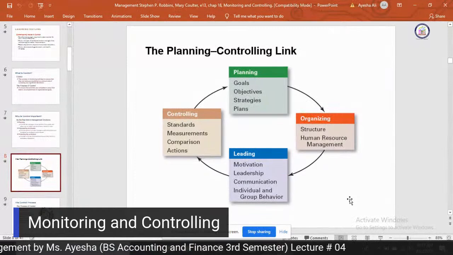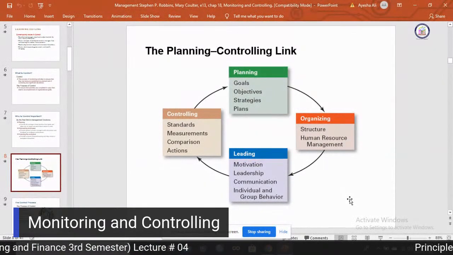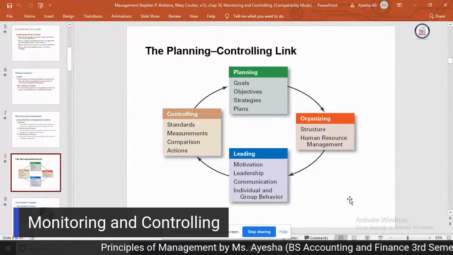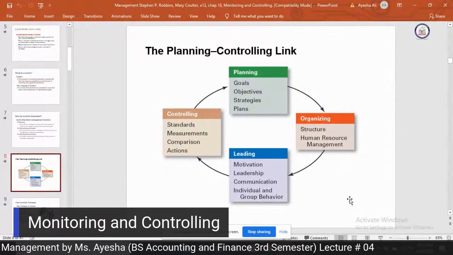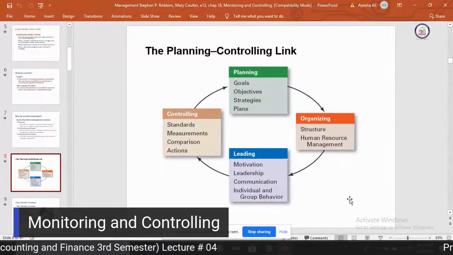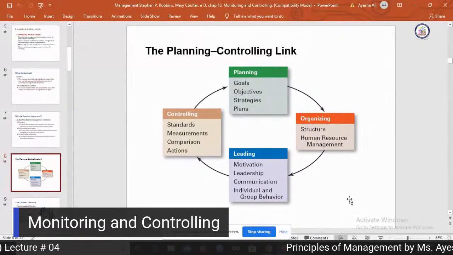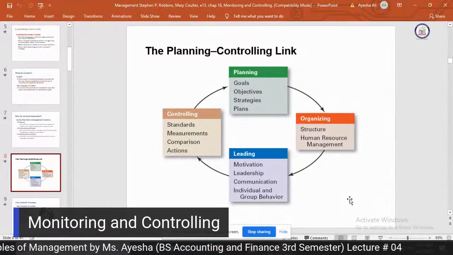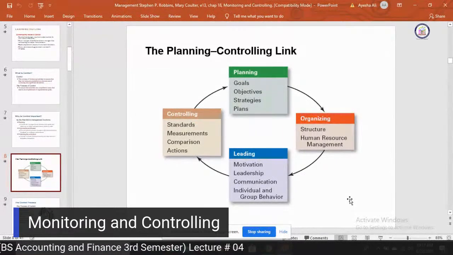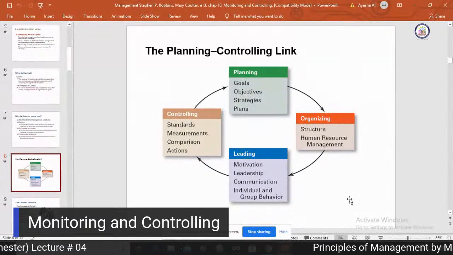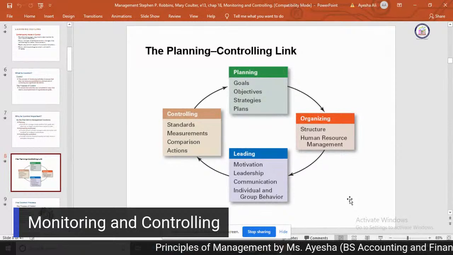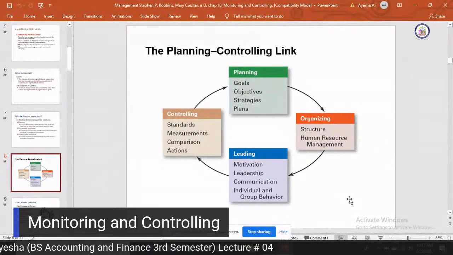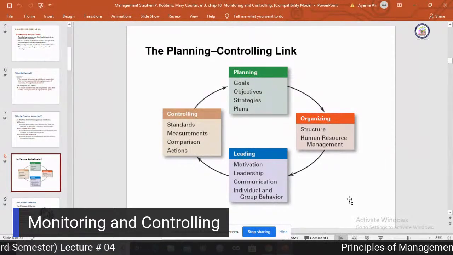Then we communicate. In communication, we deliver the knowledge and information needed to accomplish and attain the target and objective. Then we have individual and group behavior. Here we look at the behavior and attitude of individuals and groups: whether they are motivated or need some counseling or motivation, whether they are taking interest in this target or objective, or we need to push them. So we evaluate the behavior of the team and individuals.